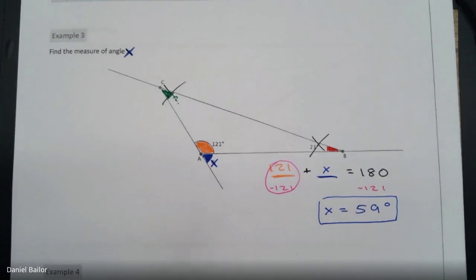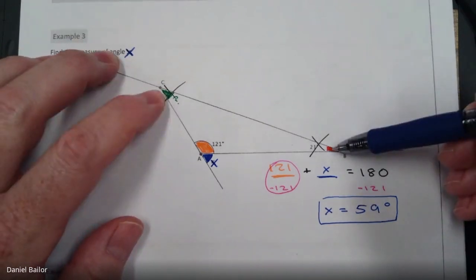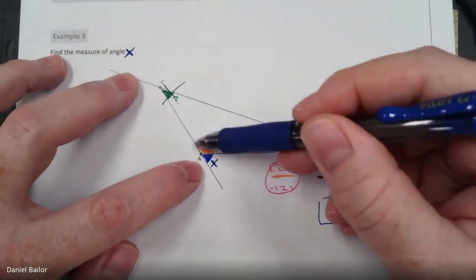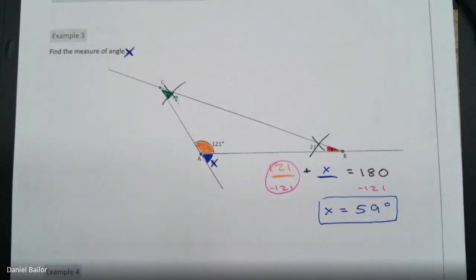So example 3 was trying to trick you into doing extra work. You don't need red, you don't need green. You just need to finish the straight angle right here. You just need orange and blue to make a straight angle. Do not do extra work. Think about what the question is asking and solve the puzzle to figure out how to solve it quickly with as little work as possible, but still accurately. So that's example 3. Don't let them trick you.